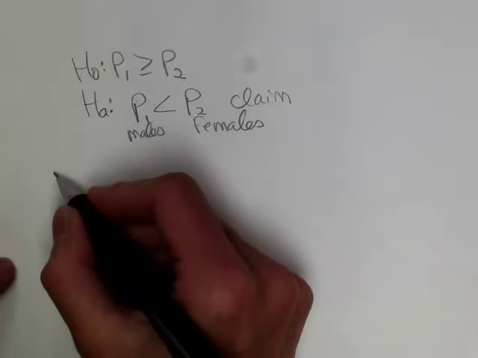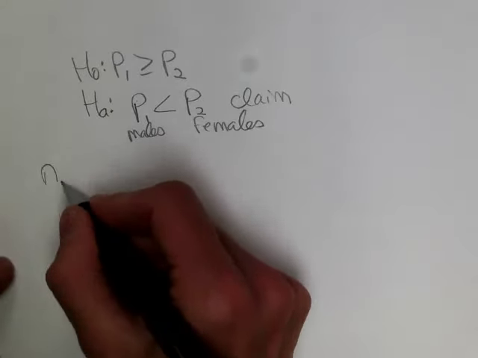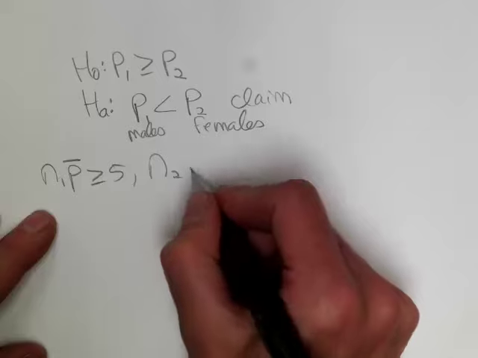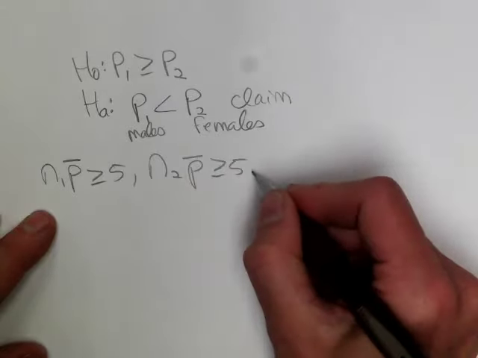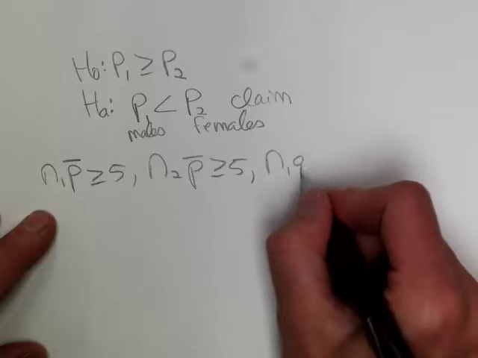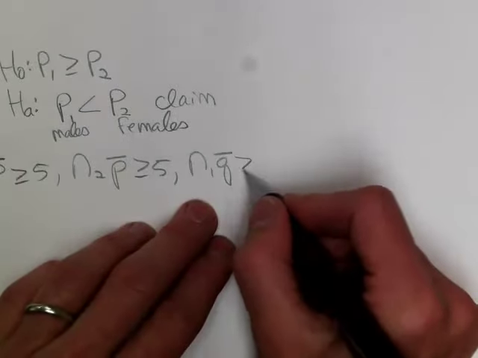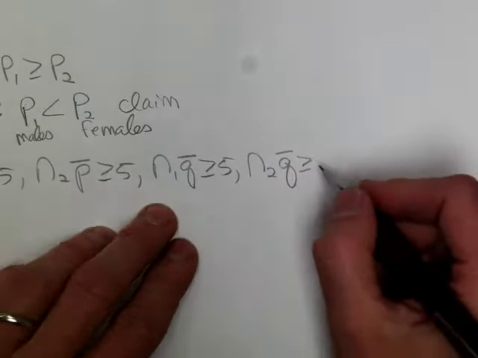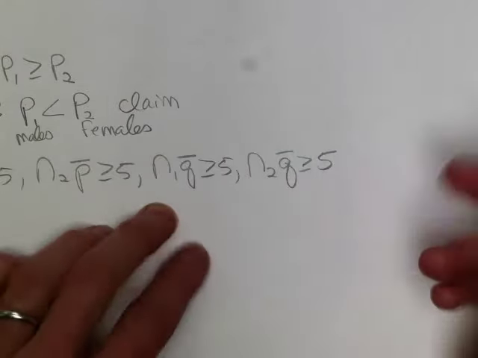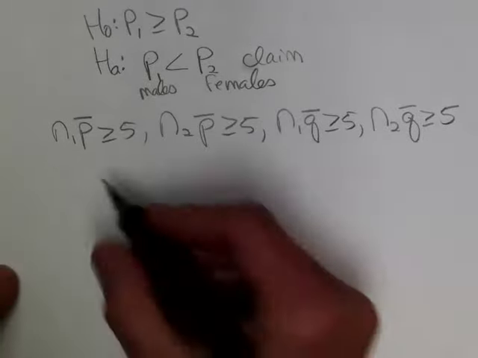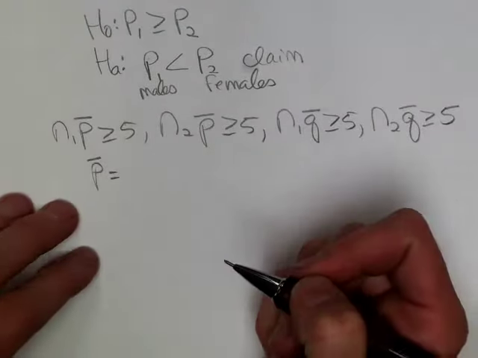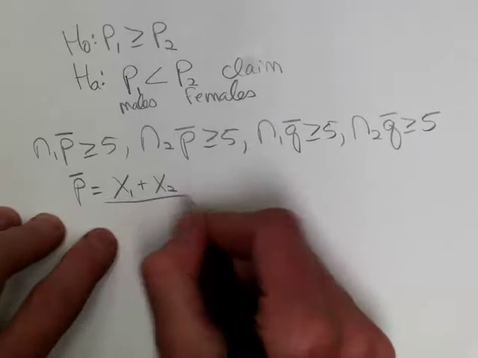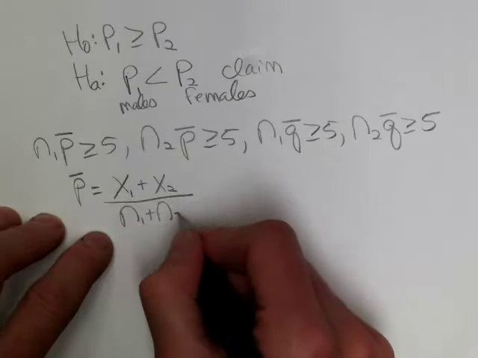So what we need to check is n sub 1 times the pooled proportion is at least 5. n sub 2 times the pooled proportion is at least 5. n sub 1 times the complement to that pooled proportion is at least 5. And the same thing for the second sample. Now I do ask for this on your lab, so make sure you include that part. So we're going to need to find the pooled proportion. It's really easy to do. We just have to combine the successes and combine the sample sizes.